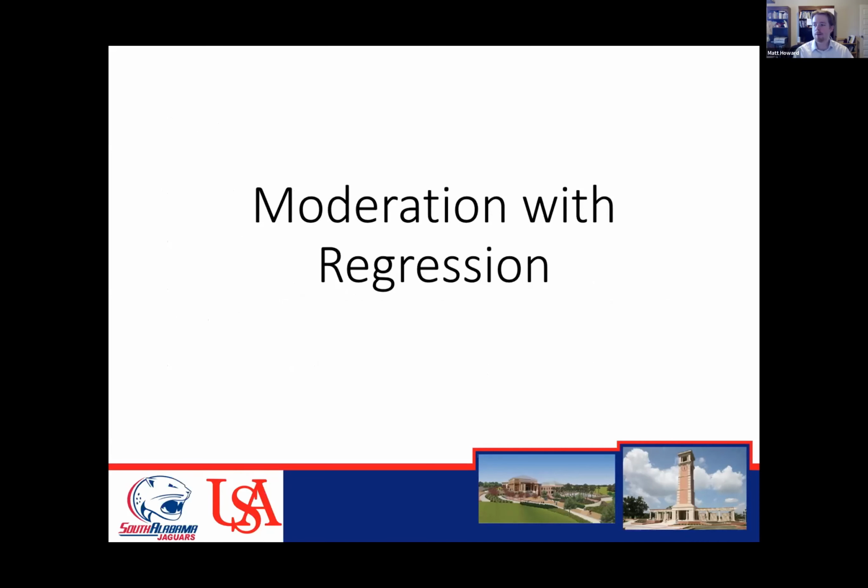We're going to start by talking about moderation with regression. As a little note, we've already covered a lot of these principles when we talked about ANOVA and chi-square. So that's why this comes after ANOVA and chi-square. Some of the terms we're going to mention in this part are things we've already talked about. We're now just going back a little bit and applying those terms to regression and figuring out how to run the analyses to do moderation with regression.